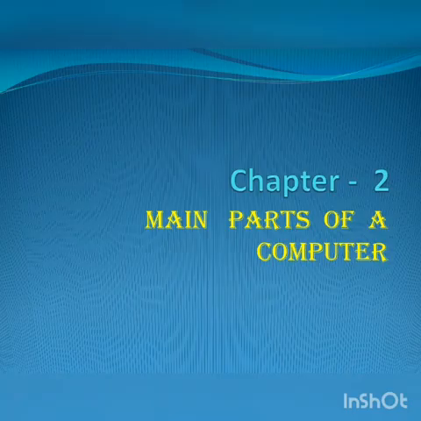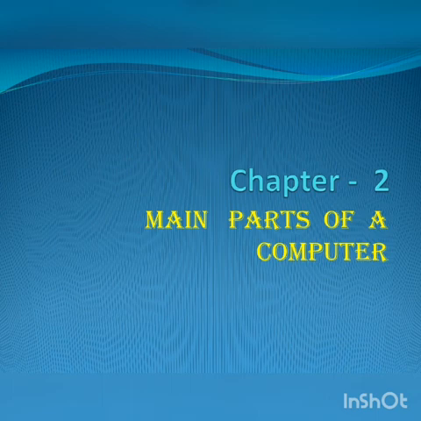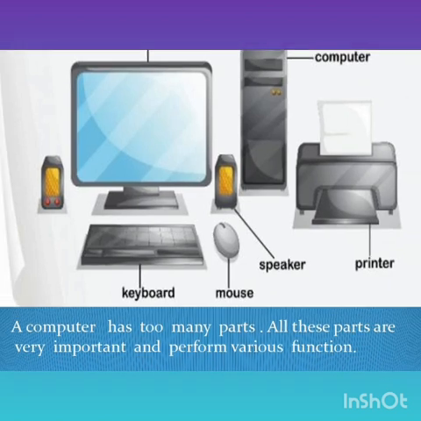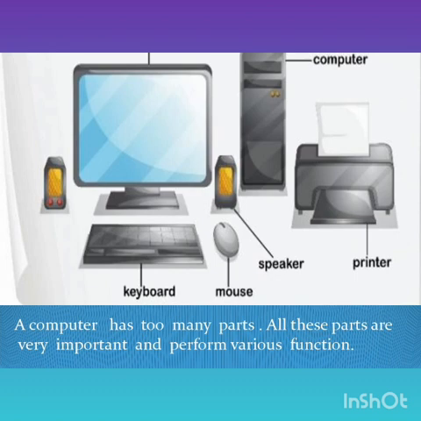Today I am coming with another chapter of the computer subject: main parts of a computer. So students, a computer has too many parts. All these parts are very important and perform various functions. The four basic parts of a computer are monitor, keyboard, mouse and CPU. And these are the main parts of a computer.